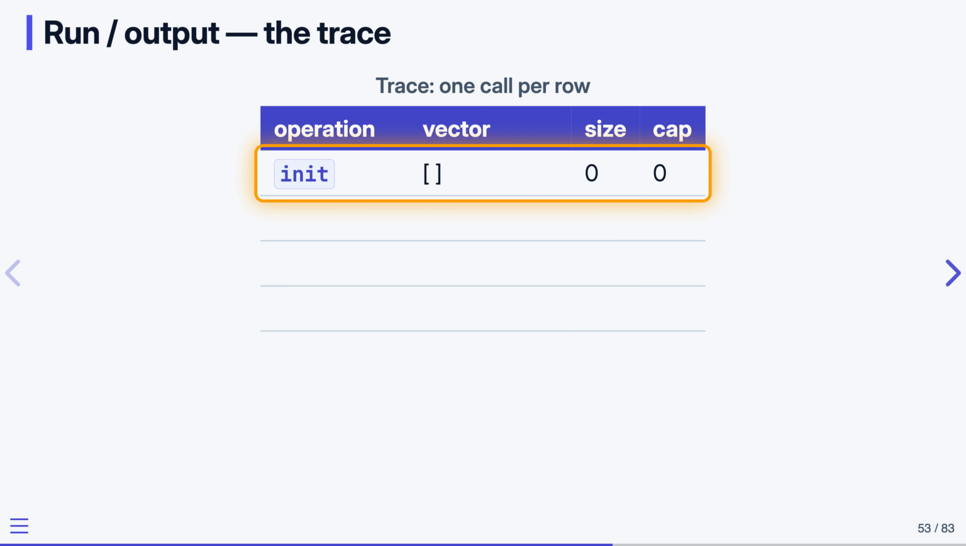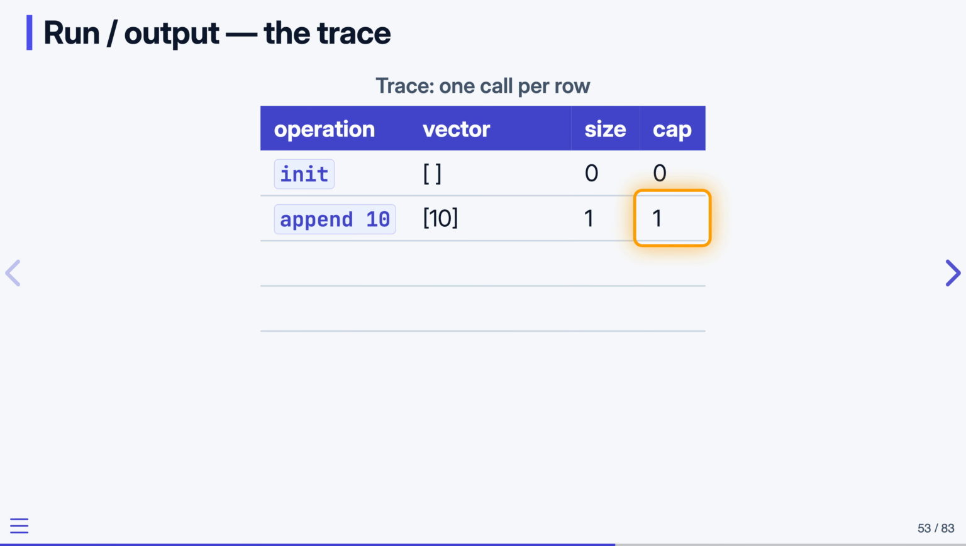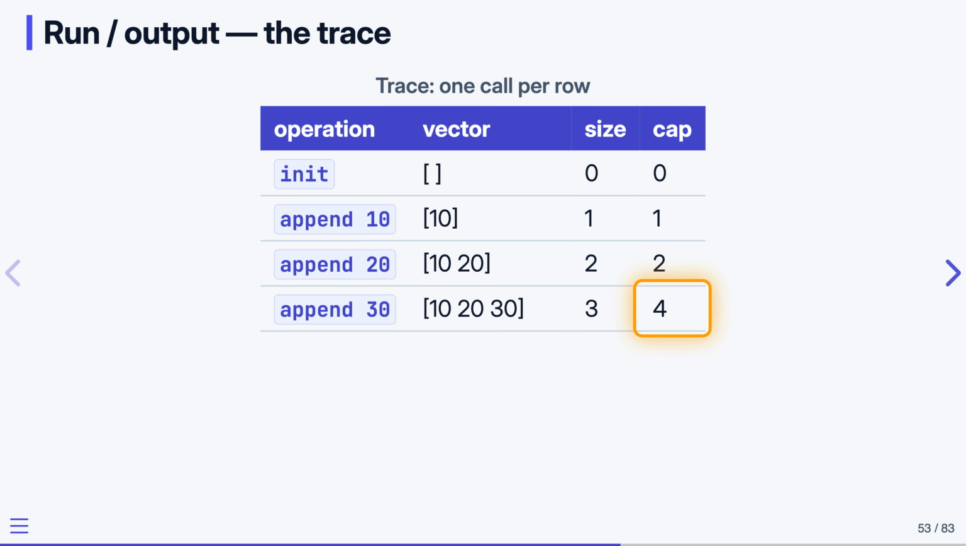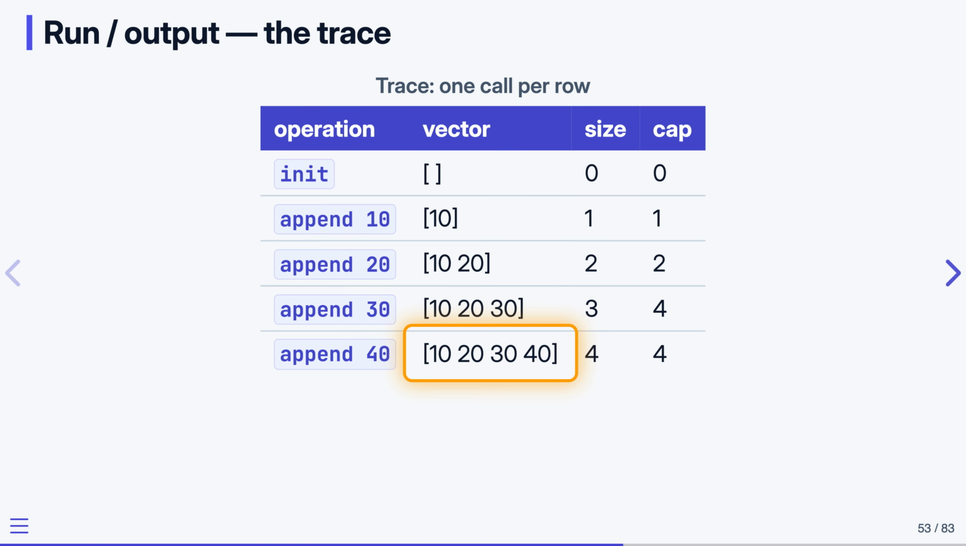Here is the trace. One row per call, and the glowing cell shows what that call changed. We start with an empty vector, size 0, capacity 0. Append 10. The vector holds 10. The size is 1. The capacity grows from 0 to 1. Append 20. Size is 2. The capacity doubles from 1 to 2. Append 30. Size is 3. The capacity doubles from 2 to 4. Append 40. It fits in the spare room, so the capacity stays at 4. Only the vector and the size change.